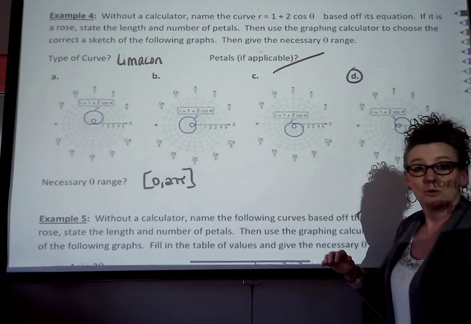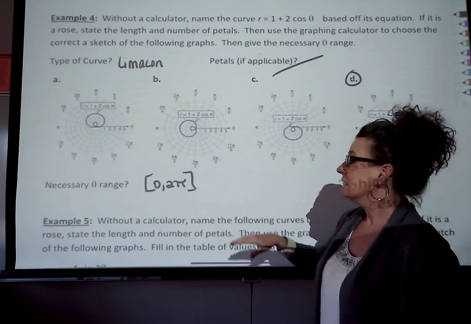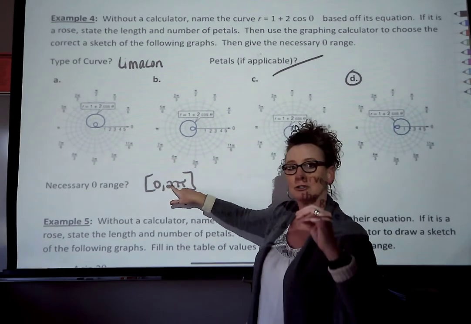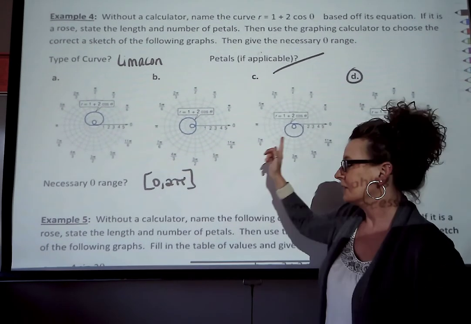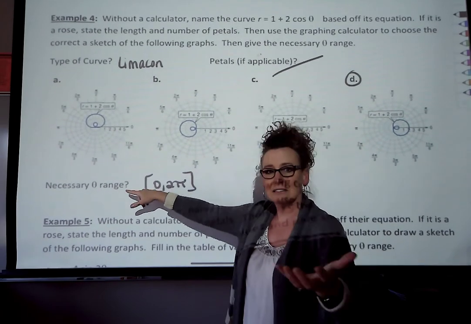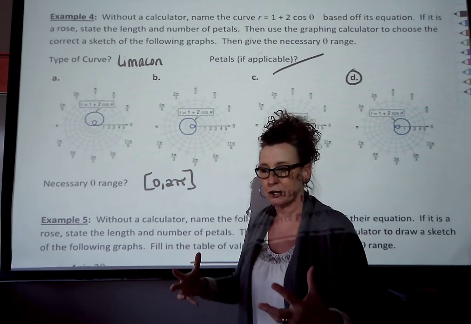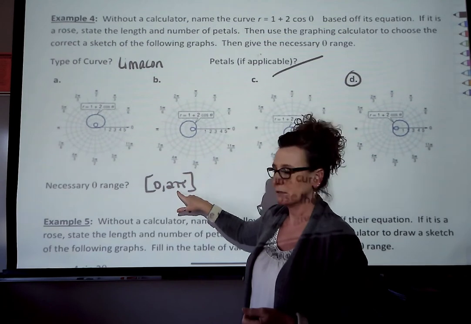Remember how your window was set from 0 to 2 pi? Did it take the whole time to draw the picture? Yes, it did. So what was the necessary range to complete the picture? All the way to 2 pi.